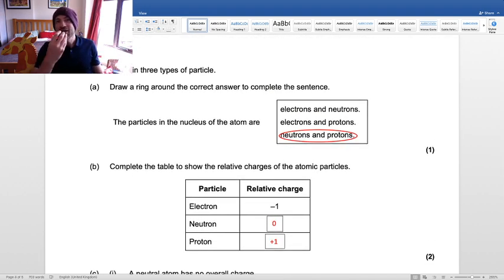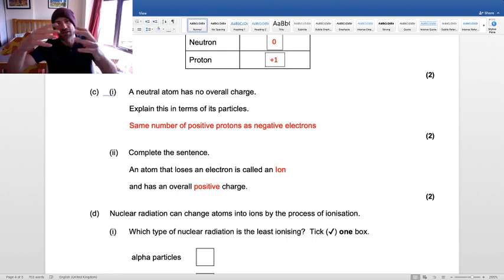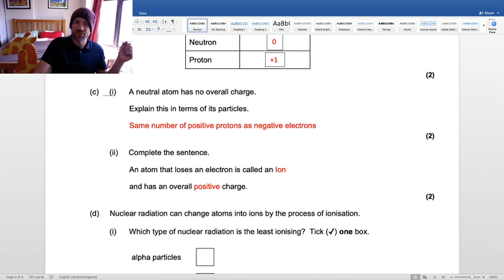Correct answer, particles in the nucleus of the atom are the neutrons and the protons. Electrons are in the shells, remember. All right. And the charges, the neutron is neutral, so 0 charge, protons +1. Right. An atom is neutral because you have the same number of positive protons and negative electrons. So let's say you've got a helium atom and it's got 2 positive protons, so it's +2 charge. You've got 2 negative electrons, -2 charge. So the +2 and the -2 cancel out, therefore it is neutral. Okay, so same number of positive protons as negative electrons.